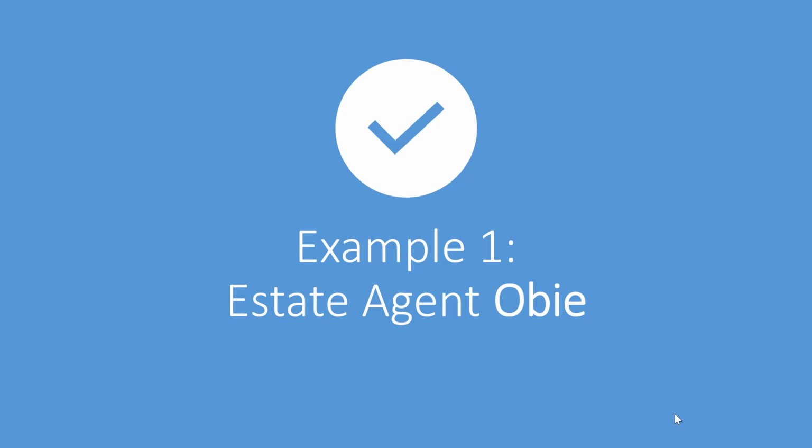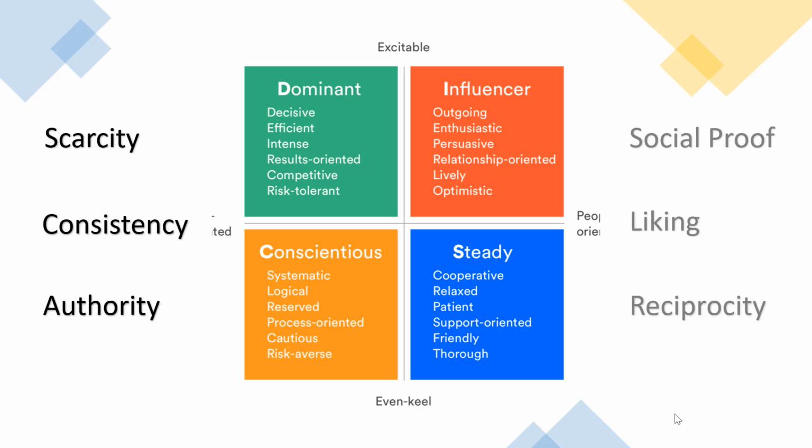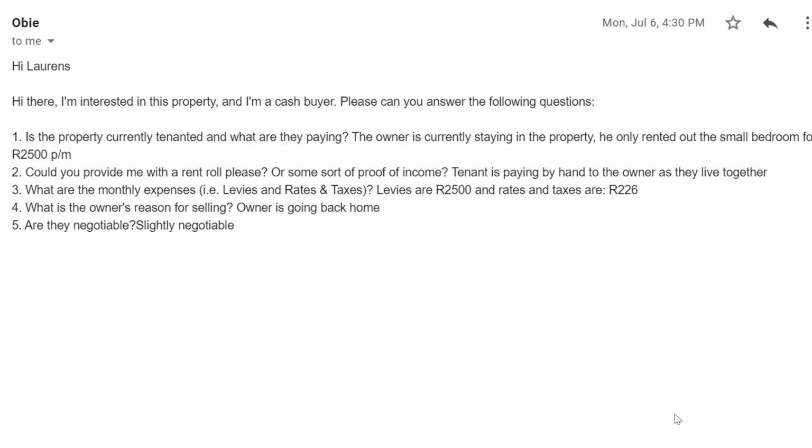So let's go back to our example of Obi. Now, if you remember, Obi sent the email about 5 hours later, so it was very much on the left-hand side, very much task-orientated. So we're going to try a scarcity approach, a consistency approach, or an authority approach. Okay, so let's try it. This is the email that he sent us. Let's assume that we're trying to get an offer price of 200,000 Rand across the line, bearing in mind that this property is worth, I think it's about 320 or 350 is what it's on the market for. So I'm asking for a huge discount.